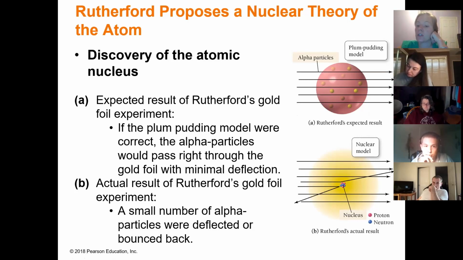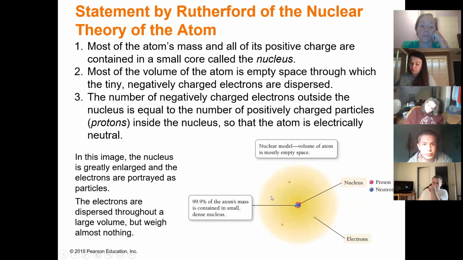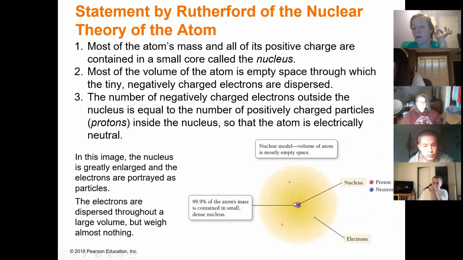And then the electrons just sort of float around the outside of this, right? And the electrons have a negative charge. The protons have a positive charge. So the electrons like to hang around the nucleus because of that negative positive attraction. So a couple things that go along with the nuclear theory. Most of the atom's mass and all of its positive charge comes from the nucleus.